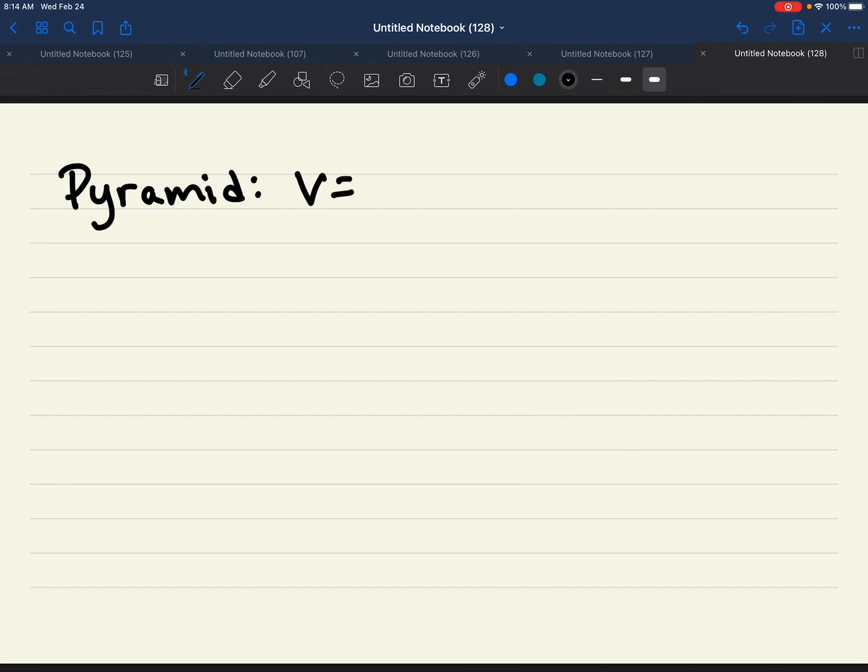So volume for a pyramid is 1/3 area of the base times the height. Remember that capital B always stands for area of the base, not just base. The only time it would be for the base only is if it was a lowercase b.